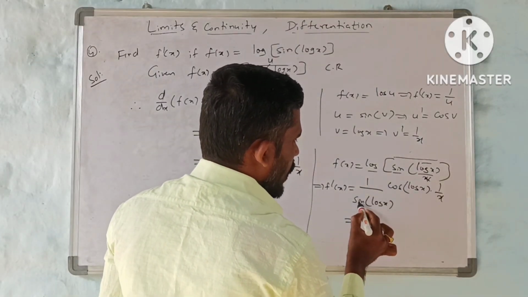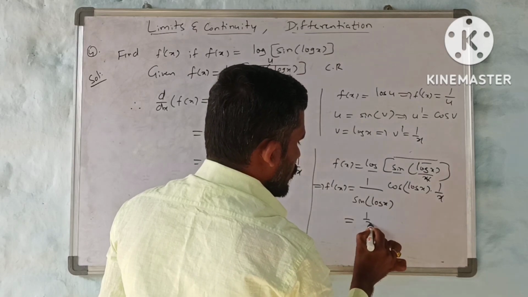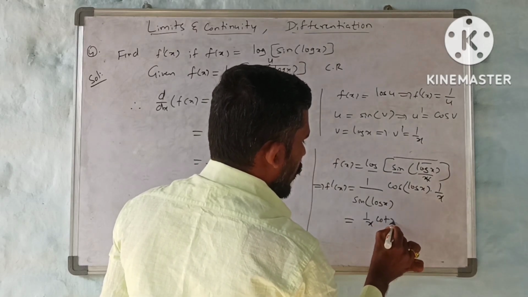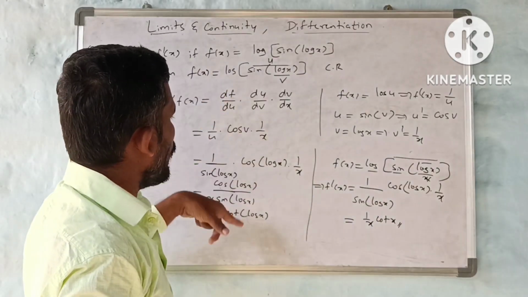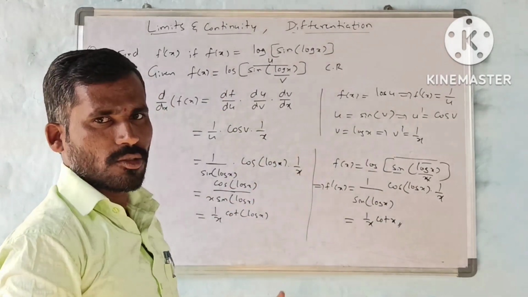So cos by sin is cot, with 1 by x only. So 1 by x times cot of log x. So directly also we can solve this one. If you get this for 4 marks, we can solve it like this only.